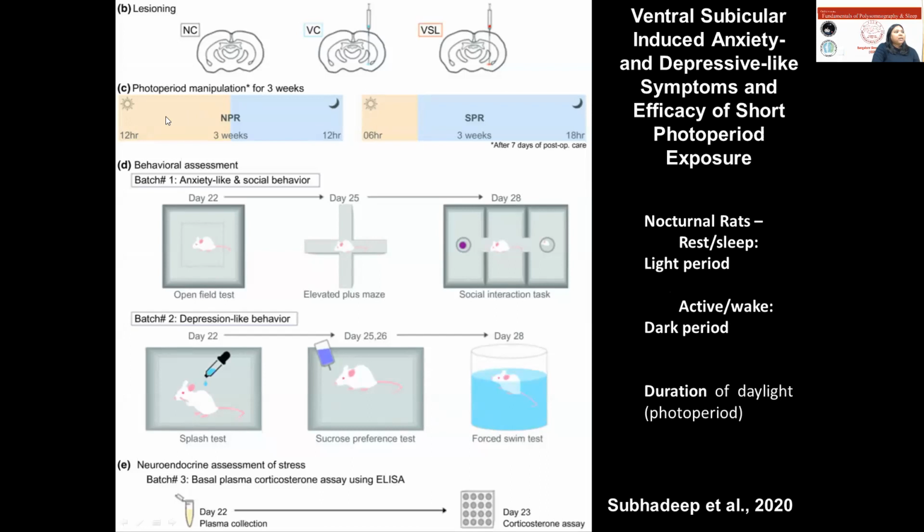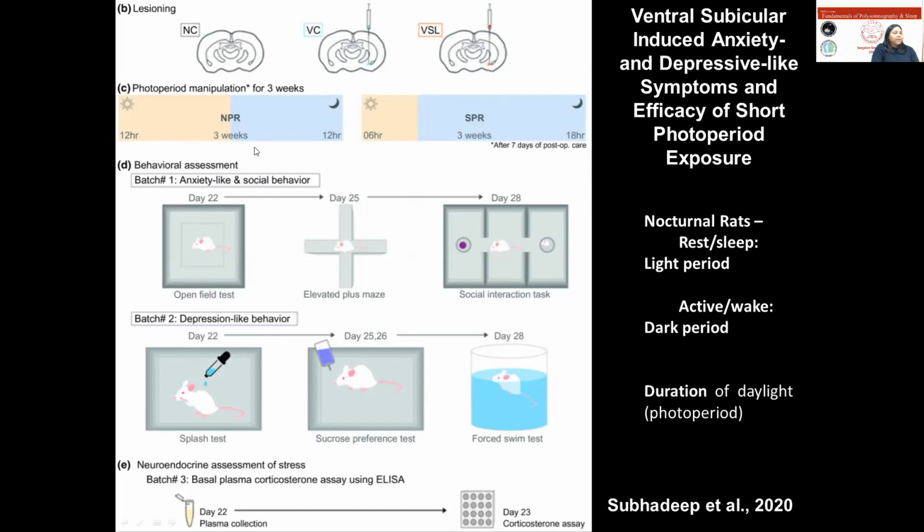Normal rats were maintained in a 12-hour light period, while animals subjected to short photoperiod were maintained in 6 hours light and 18 hours darkness. The different groups used were normal control, vehicle control, and ventral subicular lesion rats. Normal control rats did not undergo any intervention. Vehicle control rats had infusion of phosphate buffer saline into the ventral subiculum, and ibotenic acid was used to lesion the ventral subiculum.